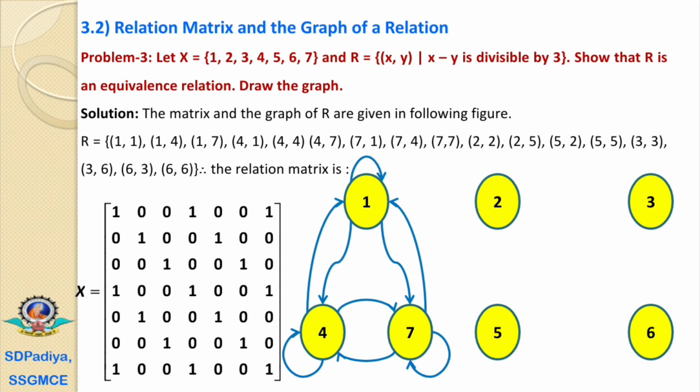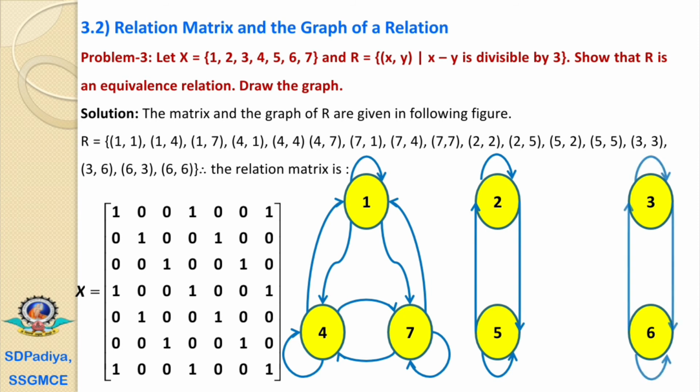If you observe this graph, it shows all these relations. The next four relations are (2, 2), (2, 5), (5, 2) and (5, 5). That's why we can show these relations like this. That is, 2 has a relation with 2, 5 has a relation with 5, 2 has a relation with 5 and 5 has a relation with 2. The next four relations are 3 with 3, 3 with 6, 6 with 3 and 6 with 6. Then again we can show it like this.